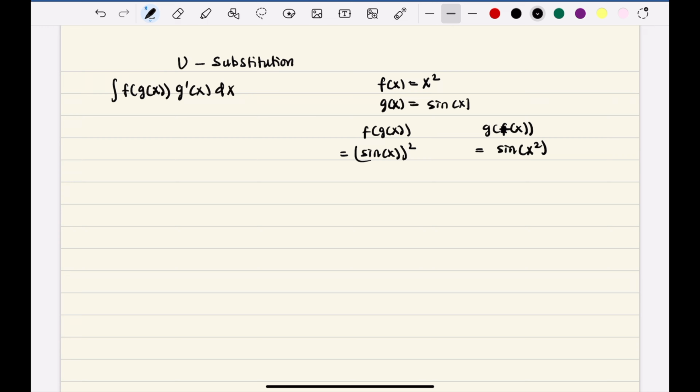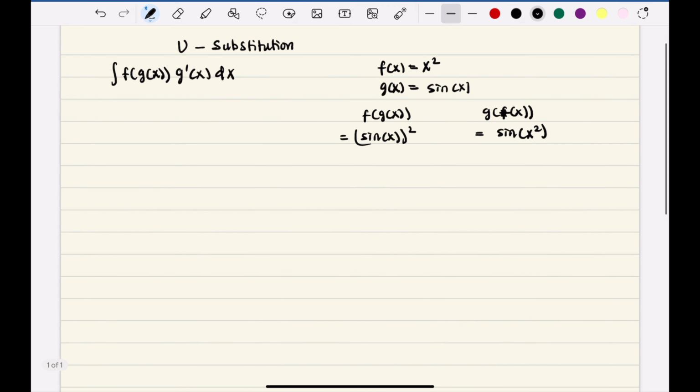Now that we've established what we mean by f of g of x and g of f of x, the question is, how do we integrate this kind of function? Here we can observe that we have f being a function of g of x, multiplied by the derivative of g of x. Anytime we have a function multiplied by the derivative of something, we need to check if we can extract. Let's say we make u to be g of x, and if we differentiate u with respect to x, we have g prime of x dx.